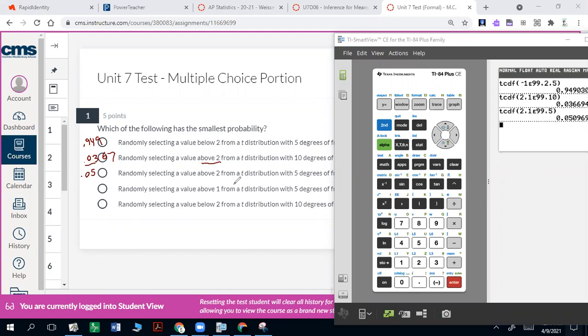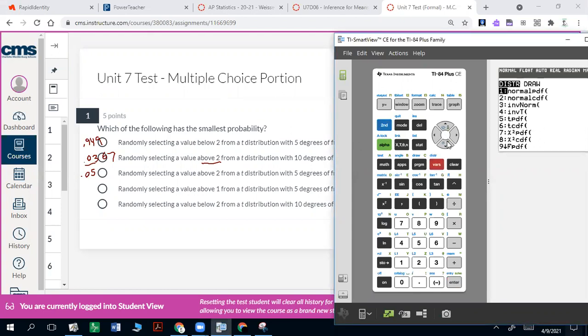And then selecting a value above 1. So above 1 is going to be 2nd VARS tcdf. My lower is 1 with 5 degrees of freedom, so I'm going to change that to 5. And that's 0.18, so it's pretty high.